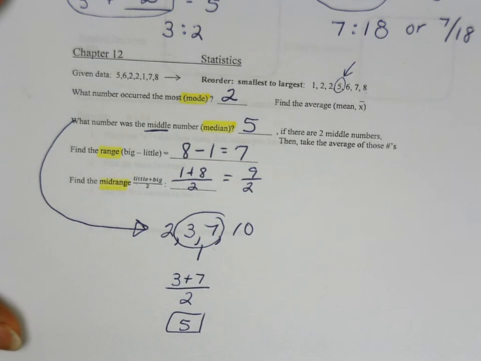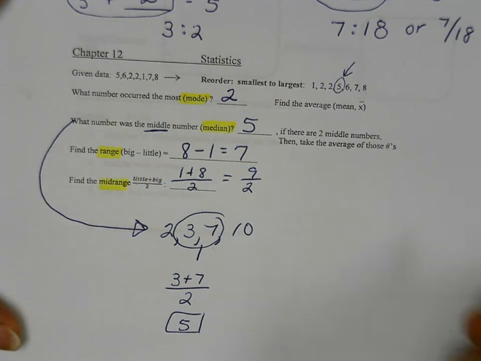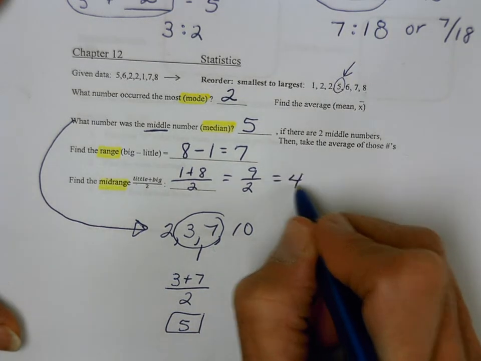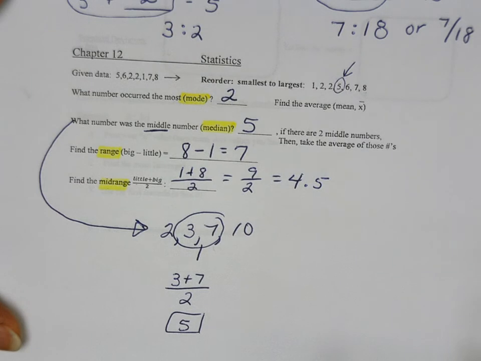Okay, there we go. So we have 9 over 2. Now, if you prefer a decimal, 9 divided by 2 is 4.5.